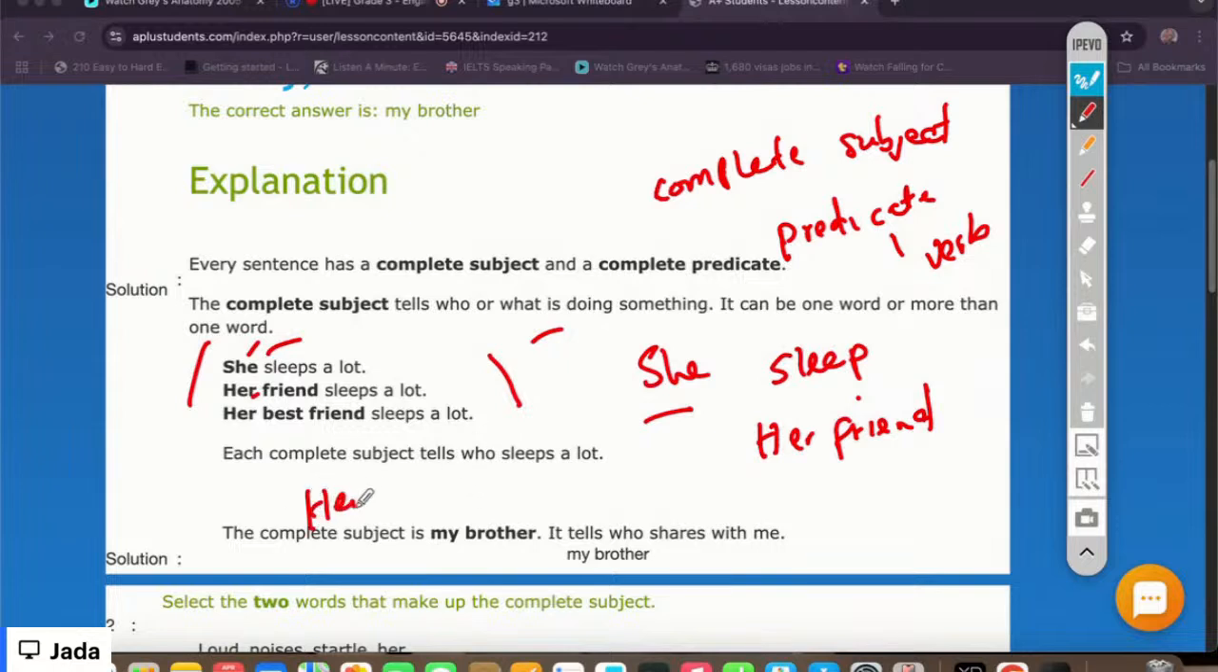All right, so we have her best friend. Her best friend is what? Three words, right? So her best friend is also the subject. It doesn't matter whether it's one word or two or three or four and above, but you need to be able to differentiate the complete subject from the predicate. Just note that the subject is usually who or what is doing something in a sentence. All right, so we can have an example.